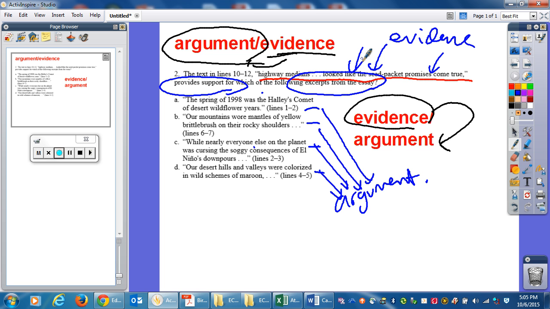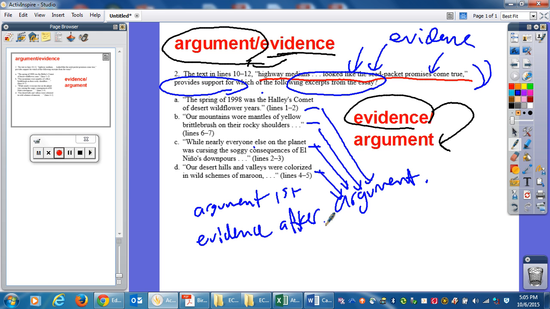Sometimes you'll see questions where they do the opposite. They will have the argument in the question, and then they'll have the evidence as one of the possible answers. But in this case, I would go back and see which one of these is an argument. And usually, 9 times out of 10, the argument comes first, and then the evidence is usually immediately after it. That's usually how it's done.